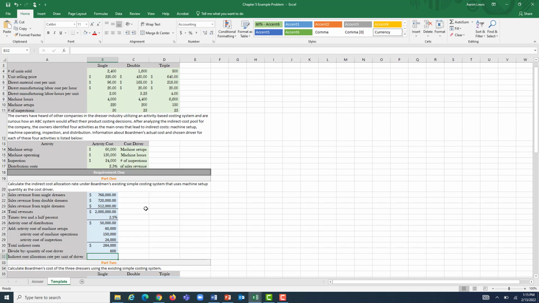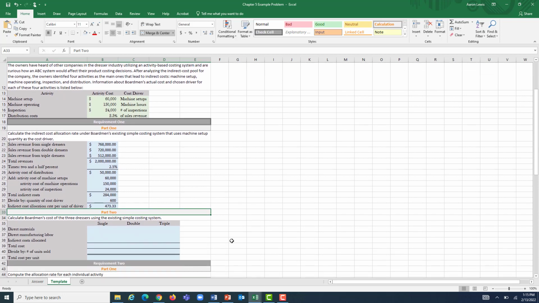Your predetermined overhead allocation rate is always budgeted costs divided by budgeted quantity of the driver. Well, they're budgeting to spend $284,000 in indirect costs. They're budgeting to have to perform 600 machine setups. So if we just divide that 284,000 by 600, we get, rounded off here, that Boardman dresser is going to allocate out $473.33 to each respective model every time they have to do a setup for that model. That's going to be their methodology for getting those costs out into their different models of dresser.